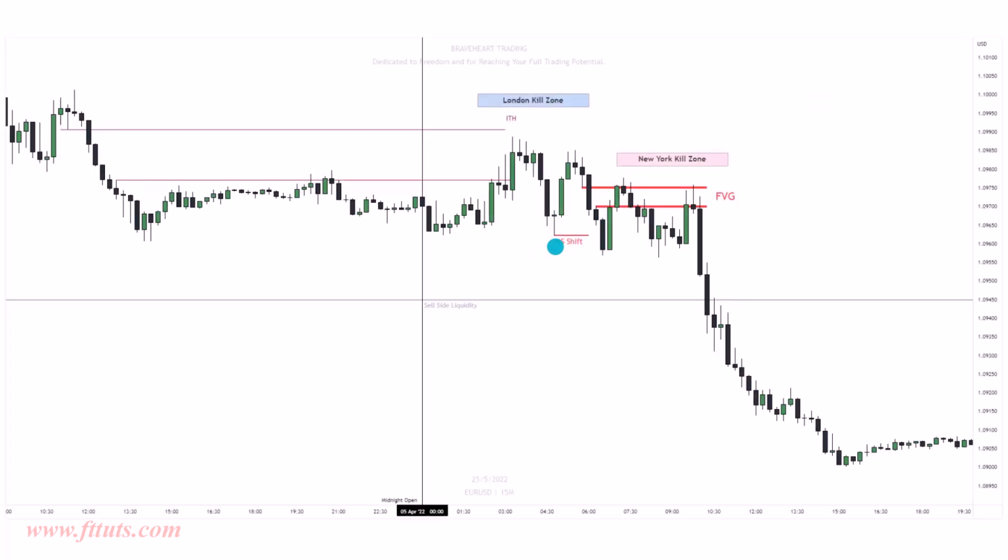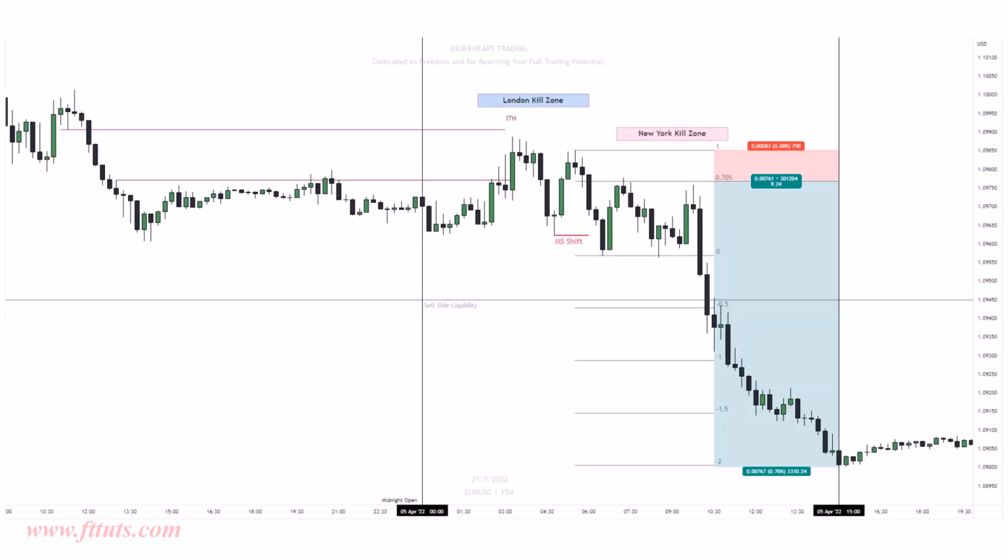So simple strategy, waiting for an intermediate term high, then a market structure shift, leaving a fair value gap inside a kill zone. You take an entry inside that fair value gap, and you have a target here. Bam. That's one strategy you can take, which is the most common one.